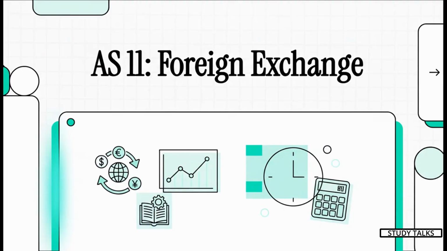All right, everyone, let's jump right into one of the most important accounting standards for your exams, AS 11, all about foreign exchange rates. We're going to break this down piece by piece so you can absolutely nail any question that comes your way. Let's get to it.